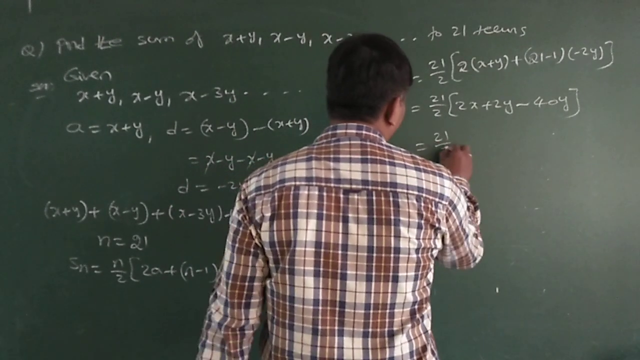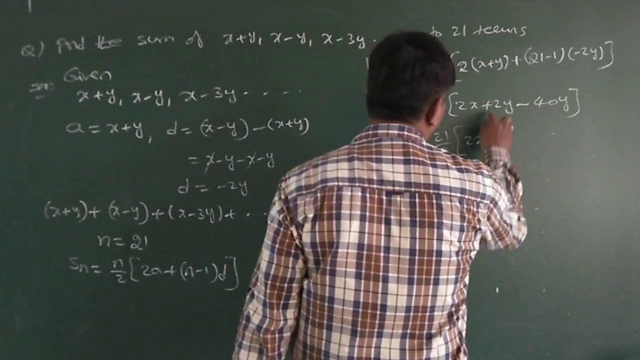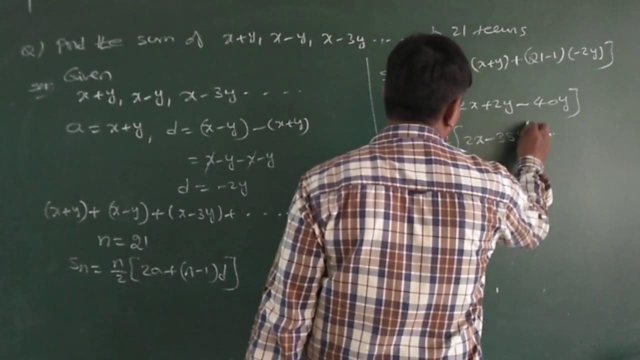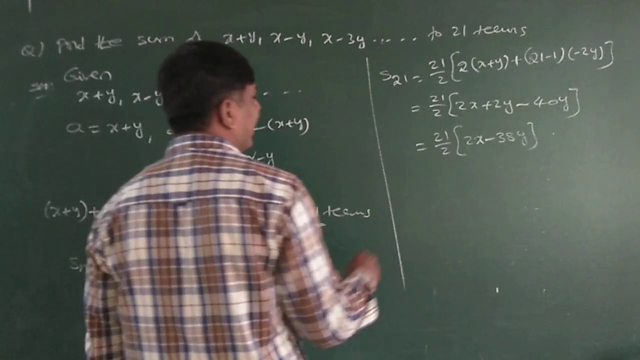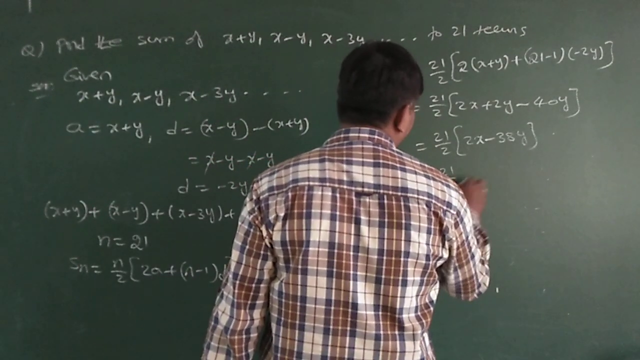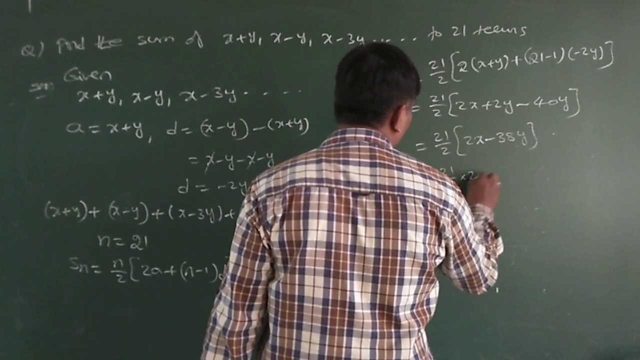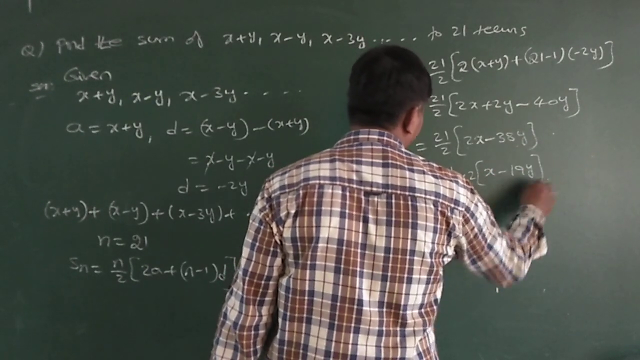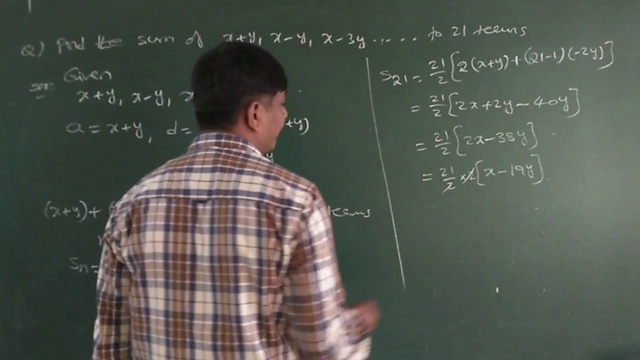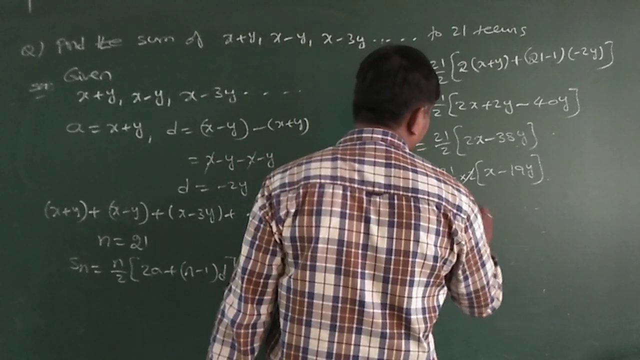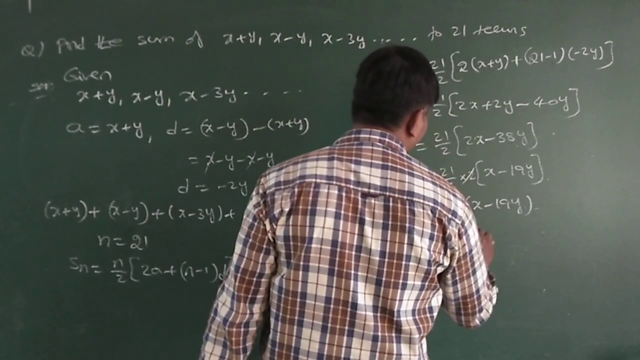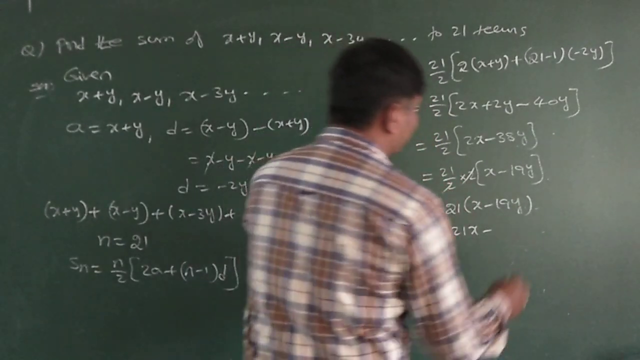That is equal to 21 by 2 into 2x plus 2y minus 40y, which is minus 38y. Now from these two values in 21 by 2 you take 2 common, then what is it here? x minus 19y. These two cancel. That is equal to 21 into x minus 19y. Now 21x minus 19 ones are 19.